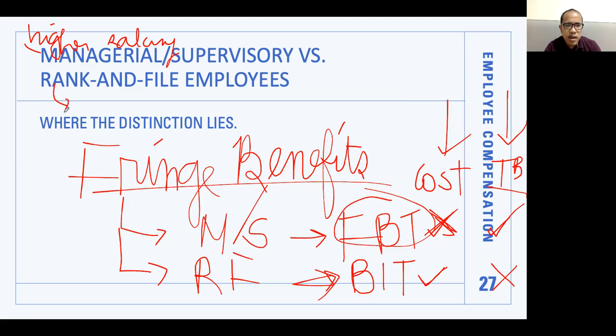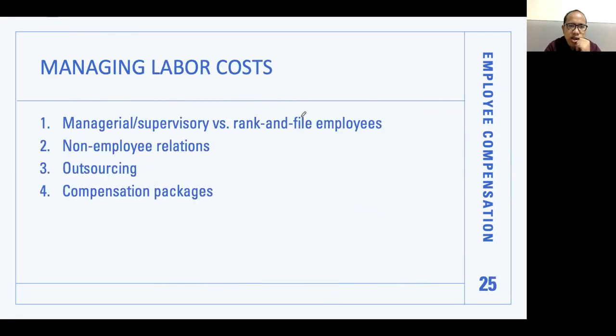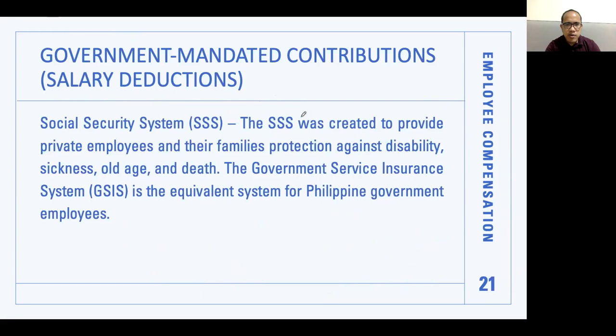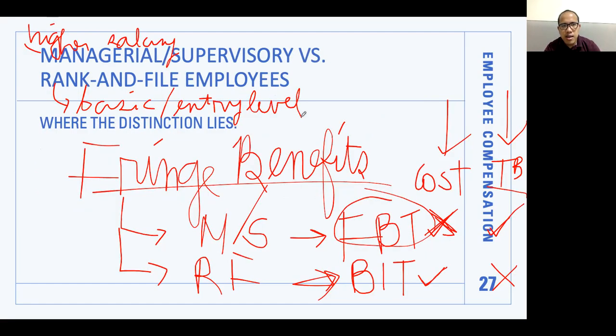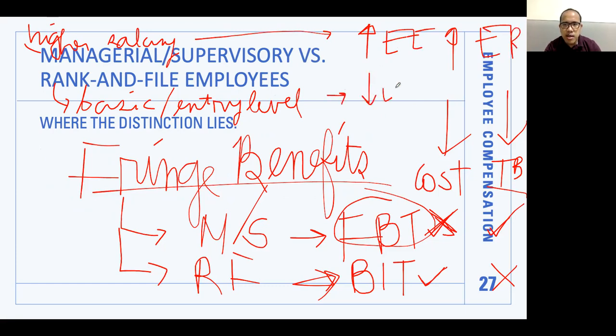Kung ipapromote niyo ako supervisor or managerial employee, dapat meron akong increase in my salary. Itong rank and file, siyempre, basic salary. Usually, yung entry level, mas mababa compared dun sa managerial or supervisory. Napag-usapan natin kanina, government-mandated contributions ay nakadepende sa bracket. Dahil nakadepende sa bracket yan, itong mga managerial and supervisory employee na may mataas na salary ay may mas mataas na employee share at may mas mataas na employer share. Kung rank and file, mababa yung employee share, mababa din yung employer share.